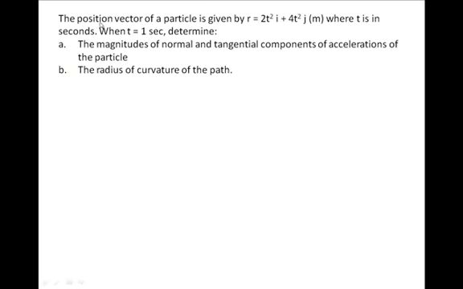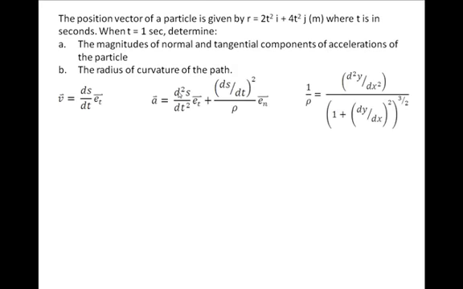Okay, next problem. This says the position vector of the particle is given by r is equal to 2t square i plus 4t square j, where t is in seconds. When t is 1 second, determine the magnitude of normal and tangential components of acceleration of the particle and the radius of curvature of the path. See, first, we all know that since we want tangential and normal components of acceleration, we got to use this formula.